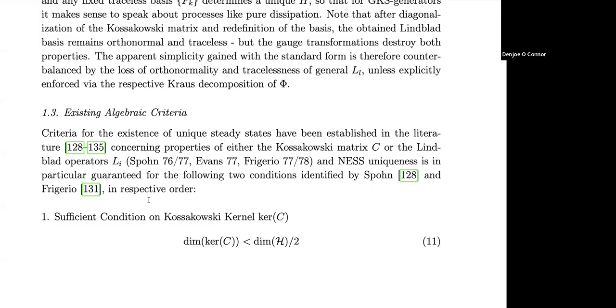And there were in the past in the literature, mainly in the 70s, some conditions, starting with Spohn, who found this criterion here. It's a sufficient condition. Here again, you have this Kossakowski matrix C that I talked about earlier, and you look at the kernel and its dimension. And if it's smaller than half of the Hilbert space dimension, then you have a sufficient condition for the uniqueness of the fixed point. And you know for sure that your Lindblad evolution will always end up with the same state at the very end.